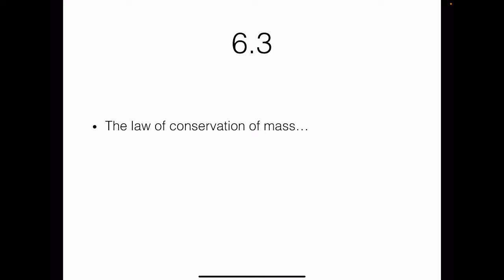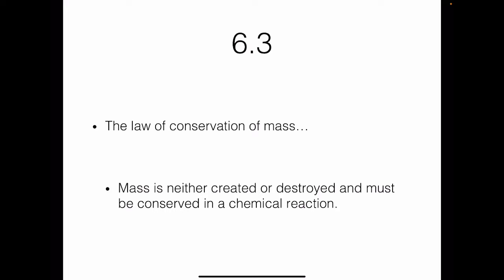So every time a chemical equation is written correctly, we are observing the law of conservation of mass. And it's just what it sounds like. Mass is neither created nor destroyed, so it has to be conserved. Whatever mass I started with at the beginning of a reaction is there at the end.